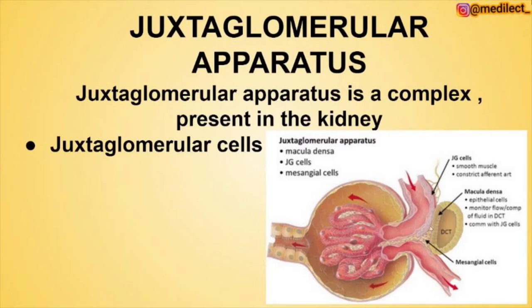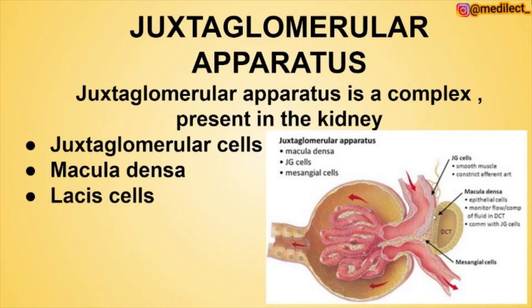And third is the lacis cells, also known as the mesangial cells. These are the mesangial cells. So mesangial cells are located in the triangular space bounded by the afferent and the efferent arterioles, as you can see over here. And also they are bounded by the macula densa. So in the triangular region, that means afferent arteriole, efferent arteriole, and the macula densa, in the triangle formed between these three structures, the mesangial cells or the lacis cells are present.